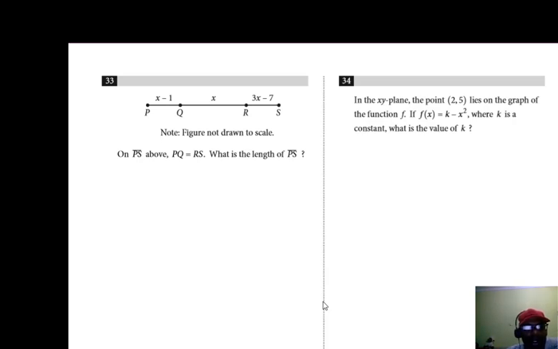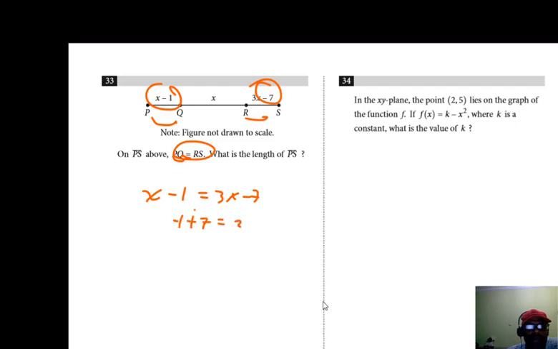So PQ here is given as the same as RS. Which means these two are equal. So x minus 1 is equal to 3x minus 7. Obviously, from this I can get the value of x. So when you add 7 minus 1, it is equal to 3x minus x. So 2x is the same as 6, so x is 3.